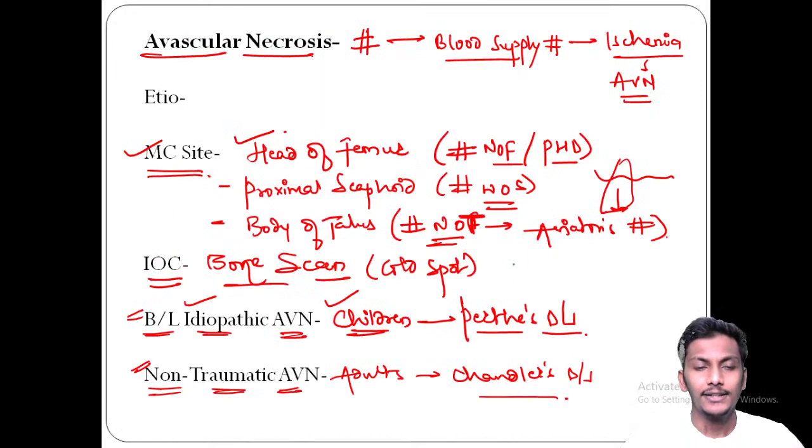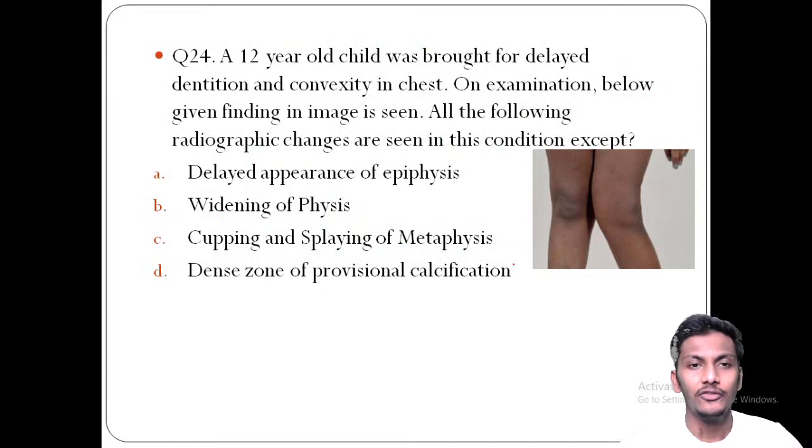Now moving further, guys, to our next question. Question number 24 states: a 12-year-old child was brought for delayed dentition and convexity in the chest.